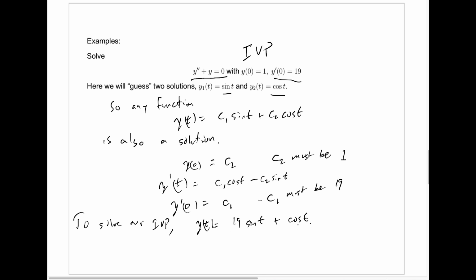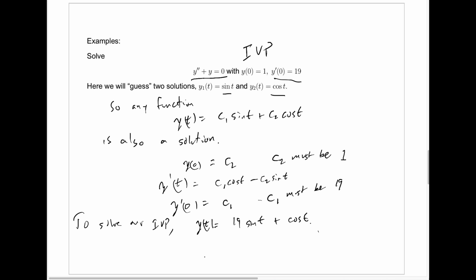Now you should double check this. For this function y, compute y double prime, add it to y, and I'll let you do it. You can probably do it in your head, but you can do it on a piece of scratch paper as well. Check that y double prime plus y really is 0. And then you check also that the initial condition is satisfied. It's immediate. If you plug in 0, y of 0 will be 1. And on quick differentiation, you'll see y prime of 0 really is 19.